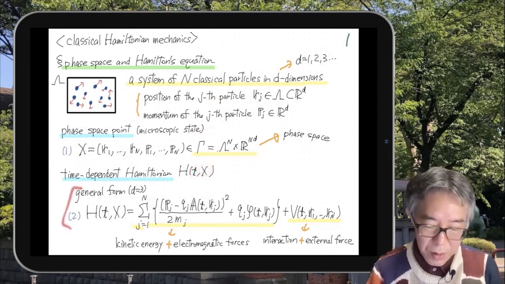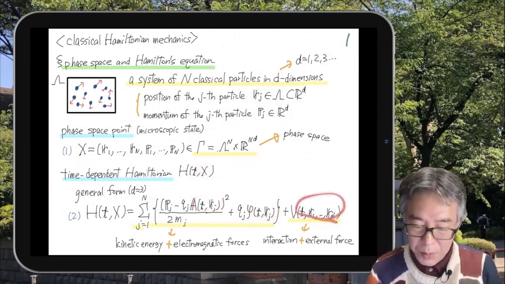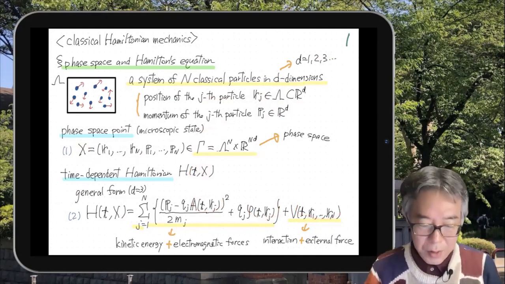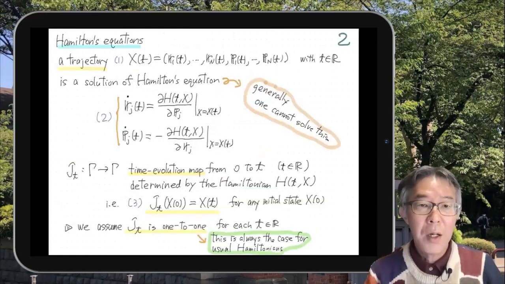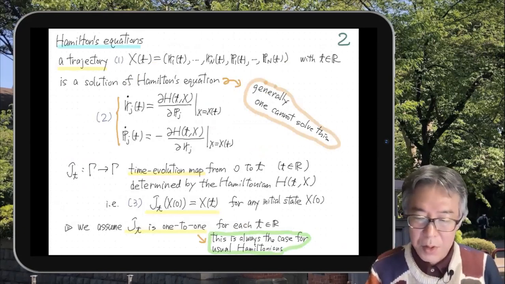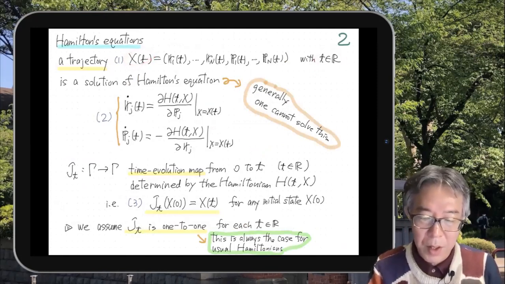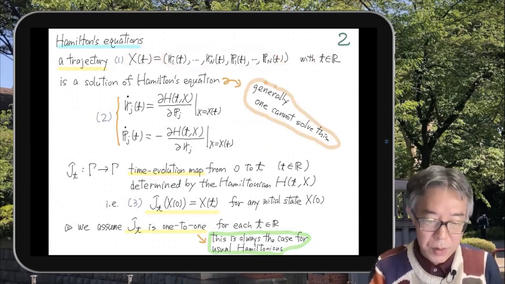Okay, now a general time-dependent Hamiltonian H(t, X) is a function of time and the phase space point. And this is a general form where you have time-dependent vector potential, scalar potential, and time-dependent external force and interaction between particles. Okay, but you don't have to worry about this precise form. Okay, then now this, as I said, t denotes our time, and now we consider a trajectory. That is the time-dependent phase space point. So it's a collection of time-dependent positions and momenta. And this is determined by the equation of motion, and in this case, it's called Hamilton's equation.